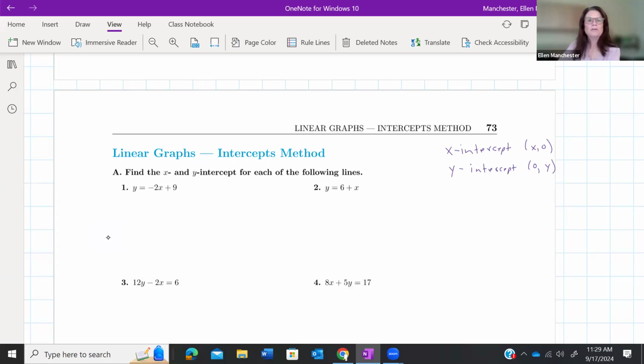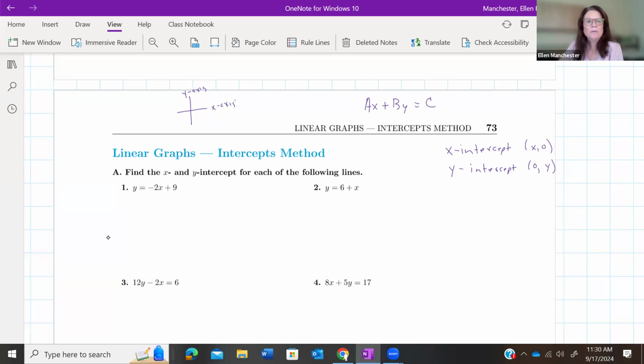Okay. So remember, what you're looking at is you have a graph. X-intercept means it's going to cross the X-axis. Y-intercept means it's going to cross the Y-axis. The way that you find them, the easiest way is when it's in this format. But we're going to be able to do both. We're going to be able to find the X and the Y-intercept, whether it's in that format or in the Y equals MX plus B format.